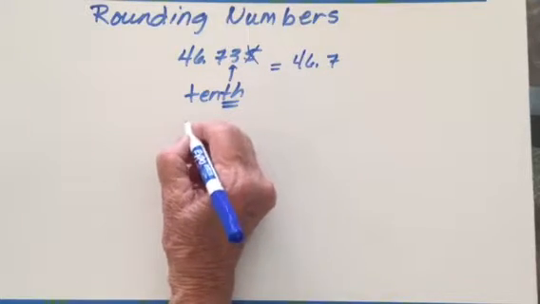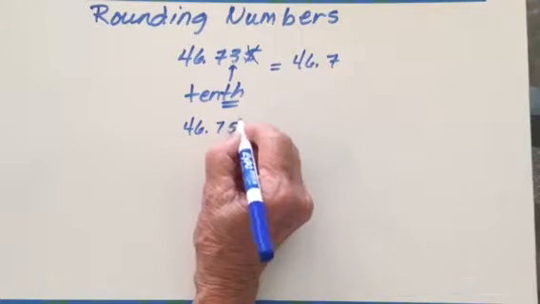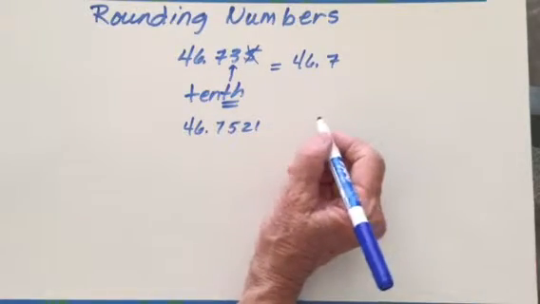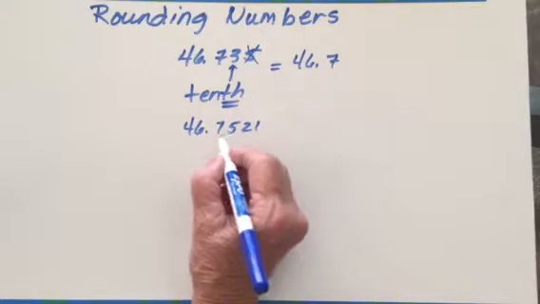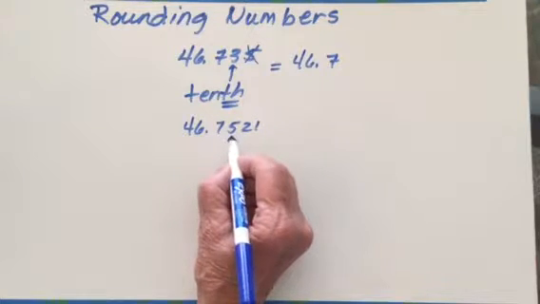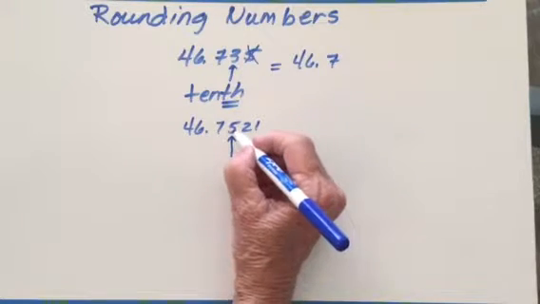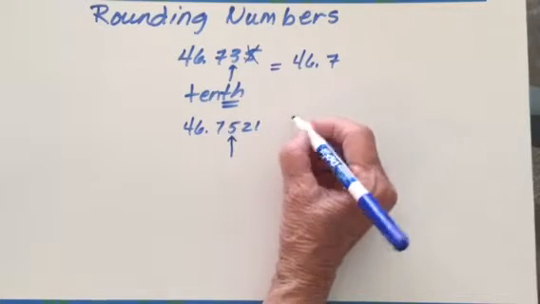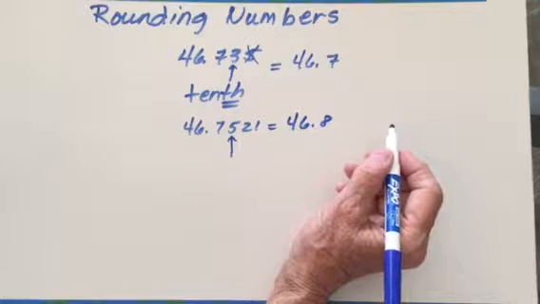All right, what if I would say 46.7521? It doesn't matter. I can have a million numbers after this. But I say round it to the nearest tenth. Again, this is the tenth place, but I have to look at the hundredths place to round it off to the tenth. All right, this is a 5. Therefore, this number has to go up to an 8, so it will be 46.8. All right?